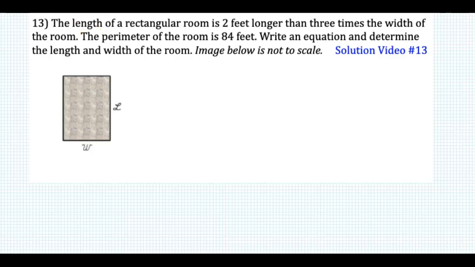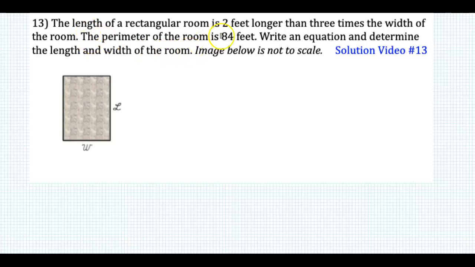Alright, let's read the question. Looks like we got a rectangle here. The length of a rectangular room is 2 feet longer than 3 times the width of the room. Okay, so obviously the length is longer, 2 feet longer than 3 times the width, so it's way longer.